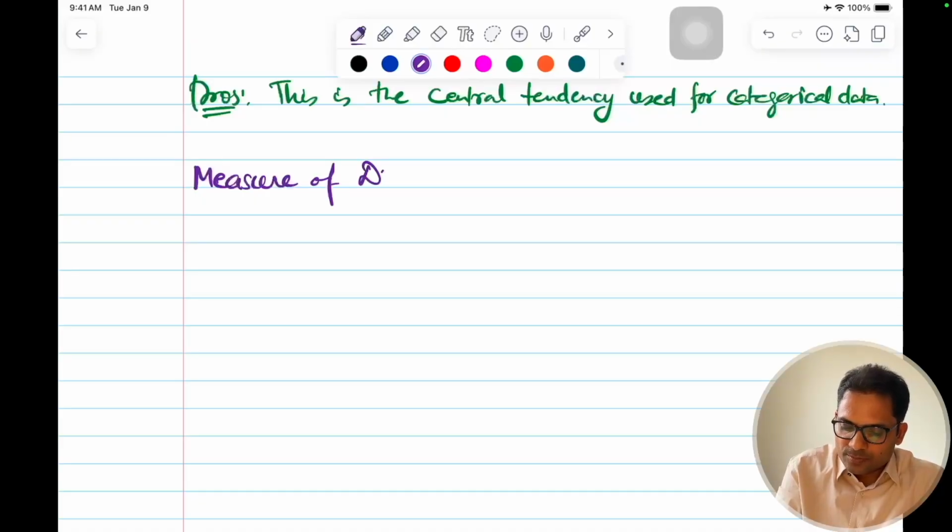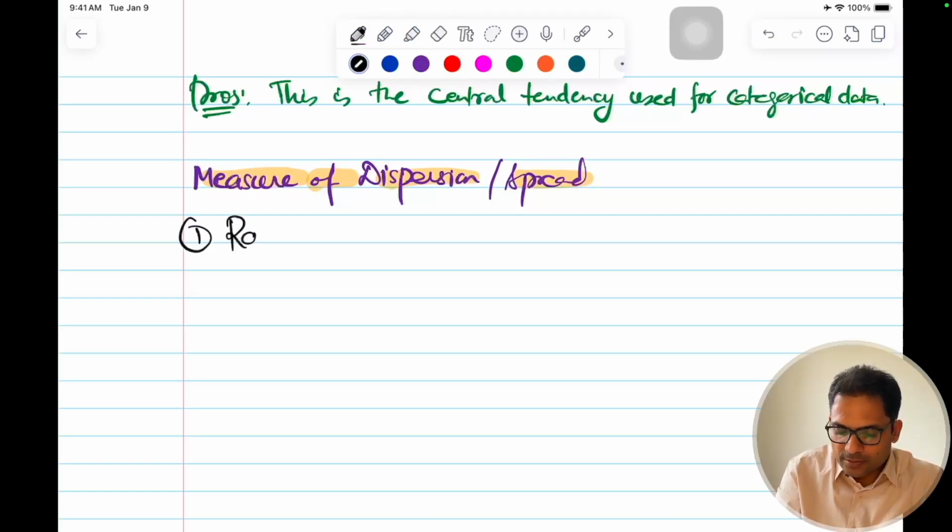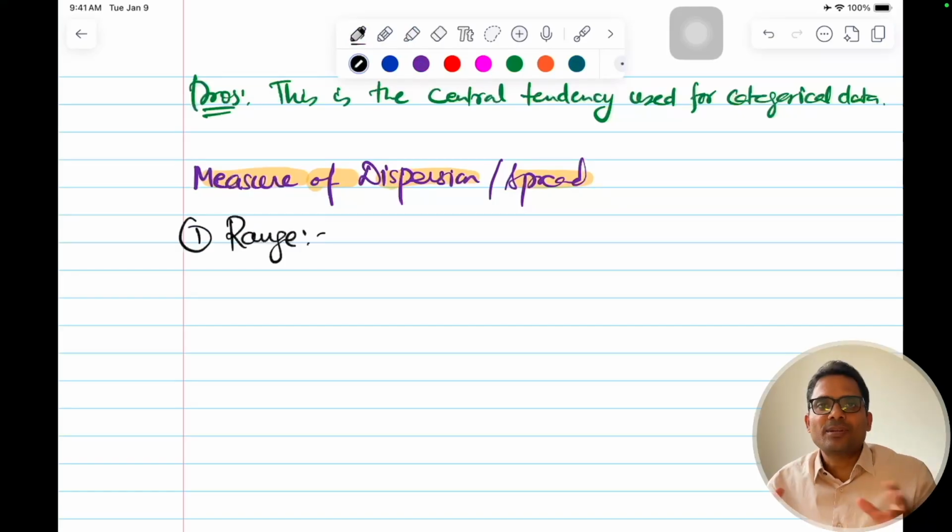Measure of dispersion or spread. So we'll go one by one. With the simplest, first one is range. This is the simplest, most common. As soon as we have data, we try to find out what is the range.